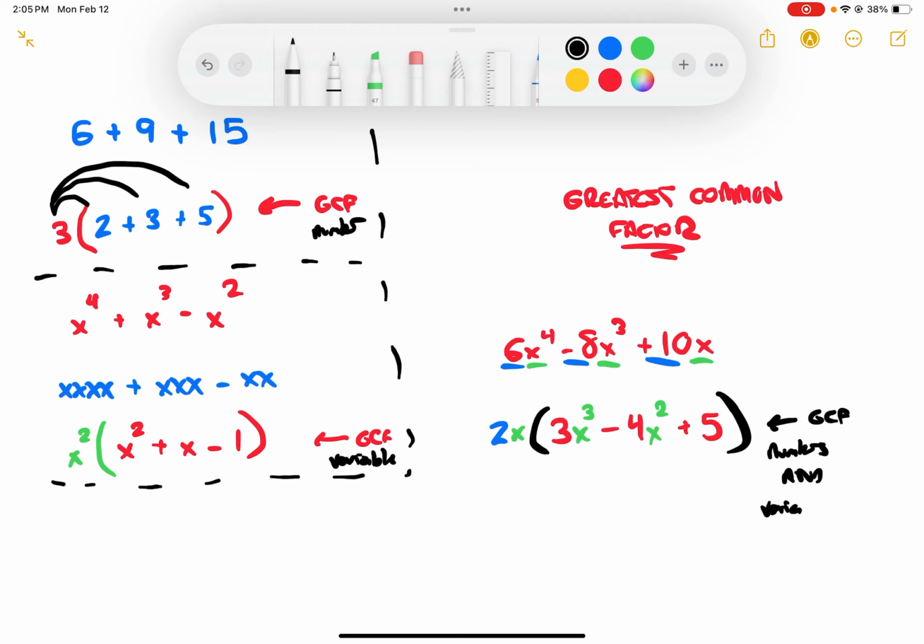And remember, if you are able to take a greatest common factor, then this is your first priority. If you are allowed to take a greatest common factor of a term when you're factoring, that is what you're going to do first. And from there, you can evaluate to see if you're going to use other strategies. So with that in mind, that's greatest common factor.